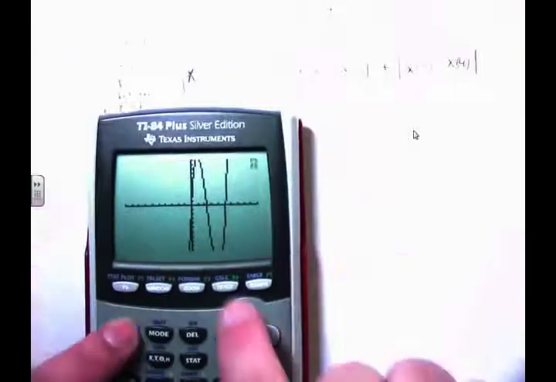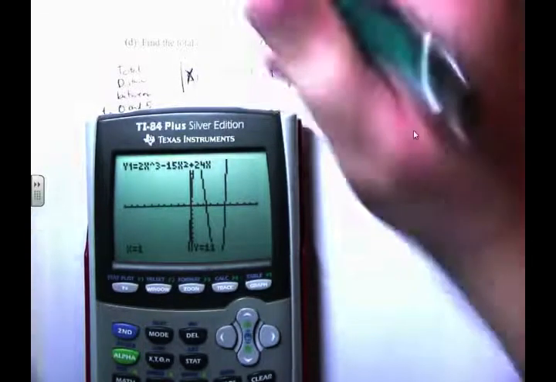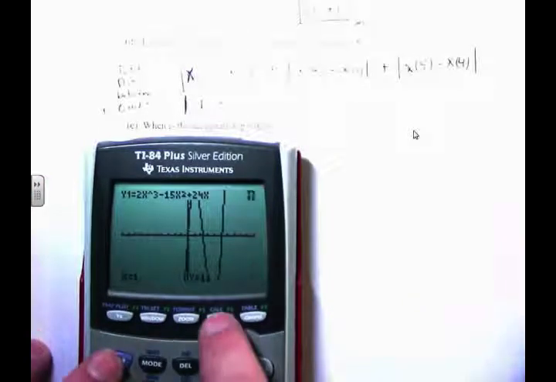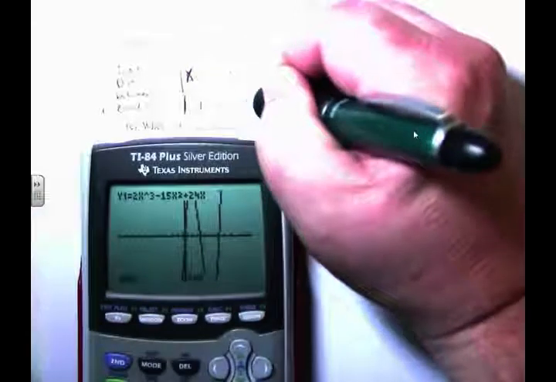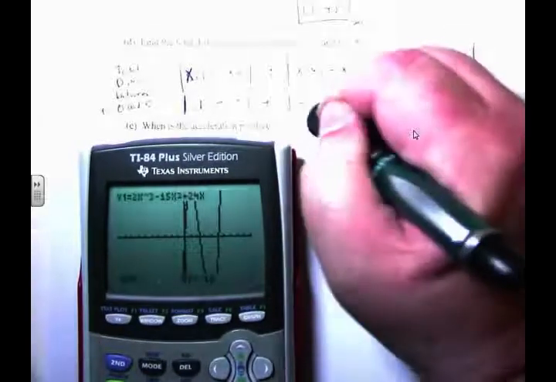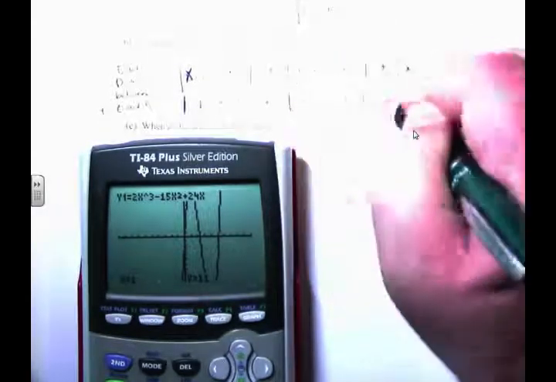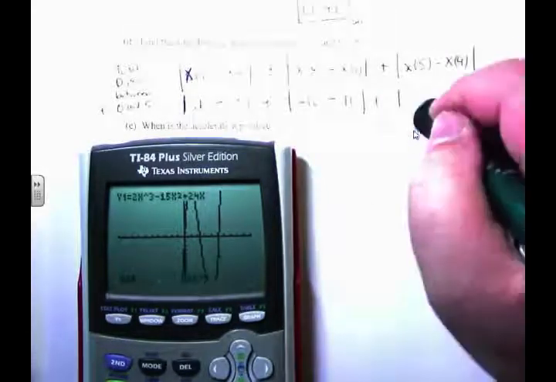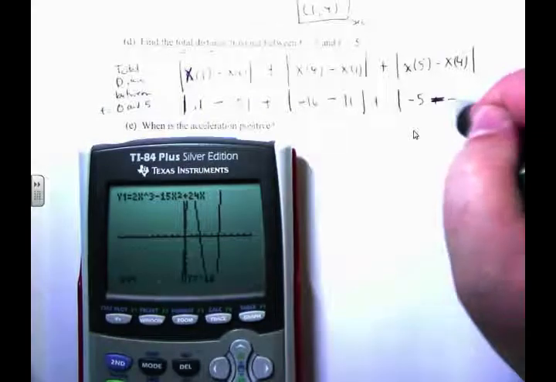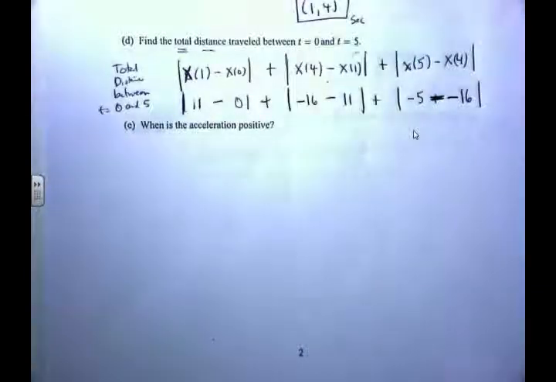So the value at 1: second, calculate, value. I want to plug into my calculator the value when x is 1. And what value do I get? 11. So this will be the absolute value of 11 minus, when I plug in 0, I get 0. Plus the absolute value, I want x of 4. Calculate the value at 4, that'll be negative 16, minus, when I plug in 1, I got 11, absolute value. Plus, when I plug in 5 into my function, I got negative 5, minus, when I plug in 4 into my function, I got negative 16. Watch your signs. So all I did was plug these numbers into my calculator. Just made it a lot easier to do.